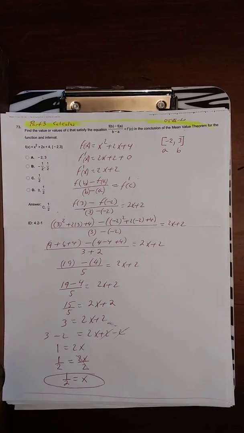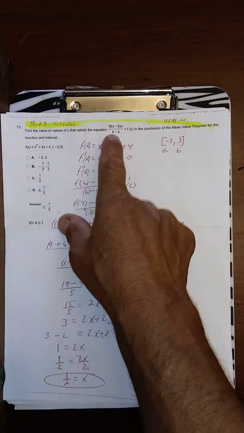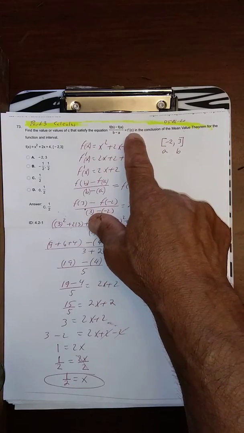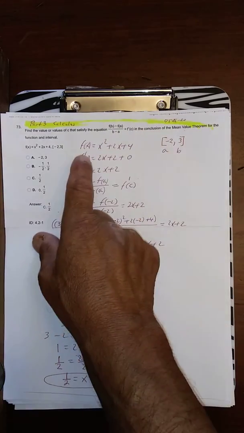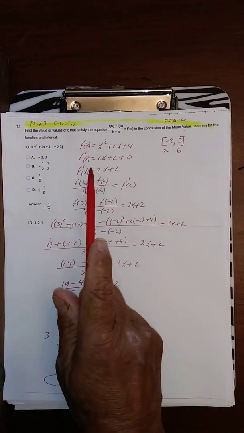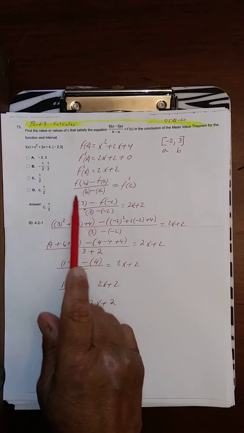Alright, part 3 calculus. Let's go ahead and do this. Find the values of c that satisfy the equation, f of b minus f of a over b minus a equals f prime of c, the mean value theorem. So first take the derivative. Once you take the derivative, f prime of x equals 2x plus that. Now, put the numbers in there.